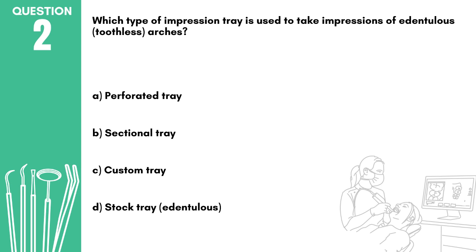Question 2. Which type of impression tray is used to take impressions of edentulous, toothless, arches? A. Perforated tray. B. Sectional tray. C. Custom tray. D. Stock tray, edentulous.